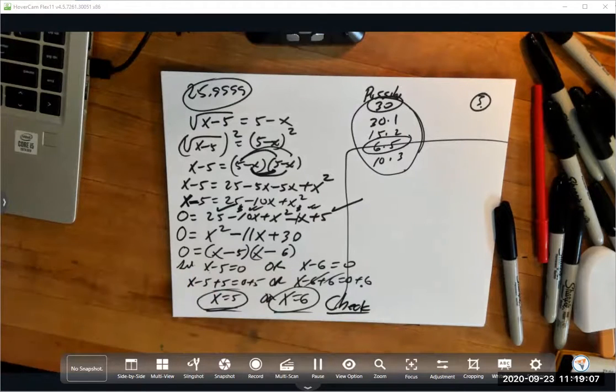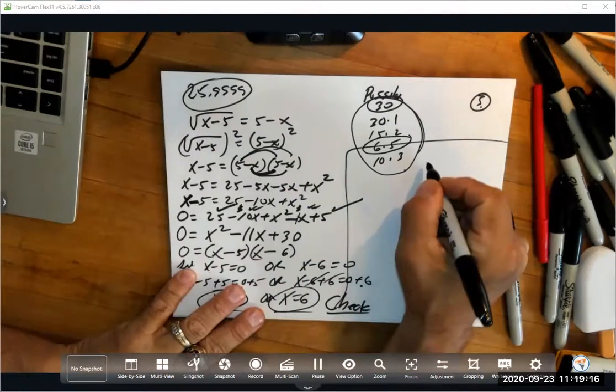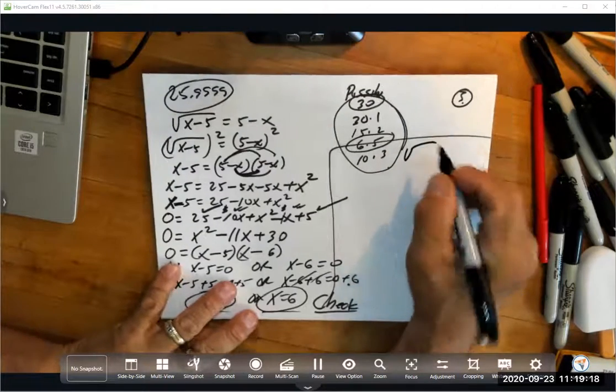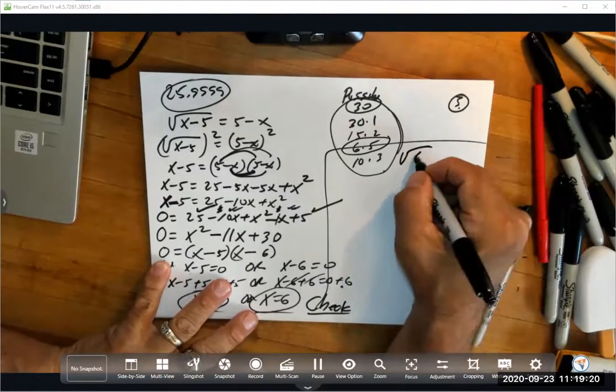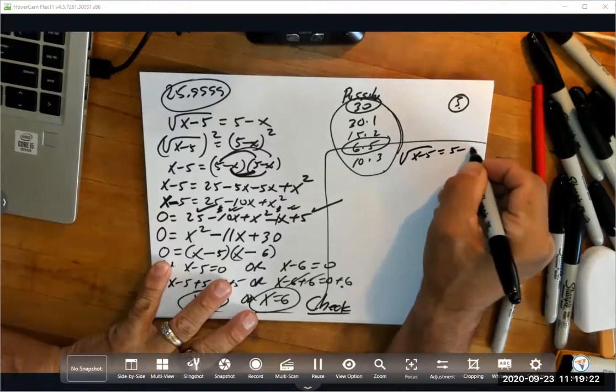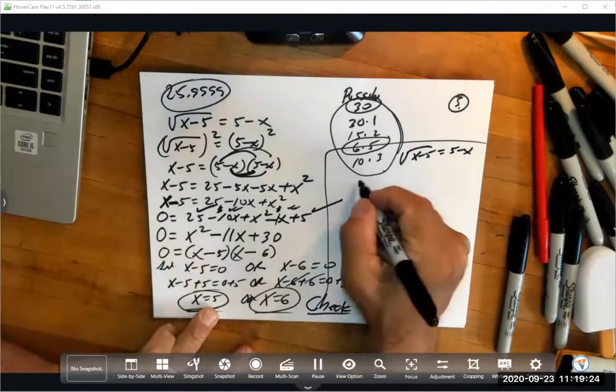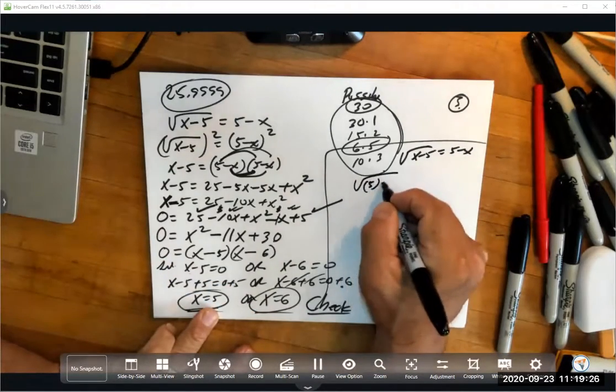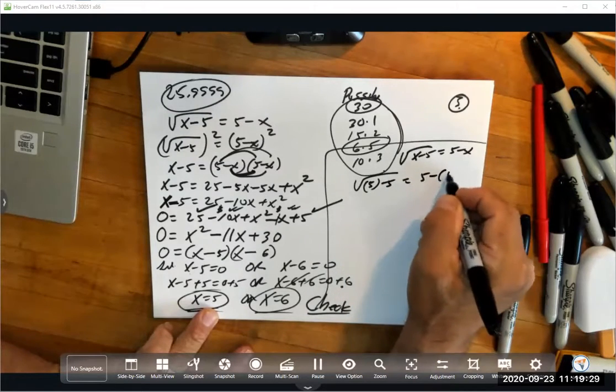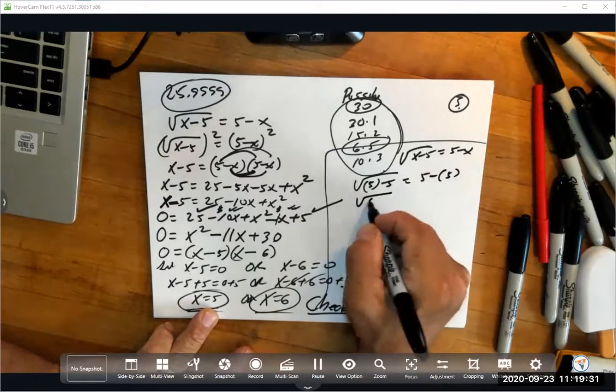Check the numbers. Is 5 right? I don't know. Is 6 right? I don't know. So let's check this. Ready? If I were to put them in the original problem, square root of x minus 5 equals 5 minus x, and put 5 in there, let's see if that works. 5 minus 5 and 5 minus 5 over here.